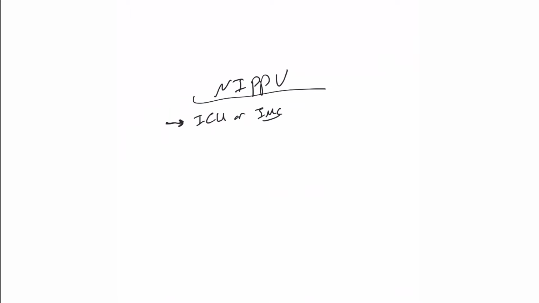IMC, or step down unit, or intermediate care unit, is like a level between the floor and ICU, where they are monitored on the screen. They have monitored blood pressure and all of that, and oxygenation.